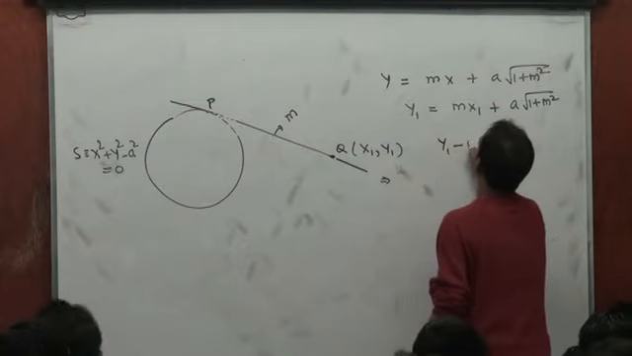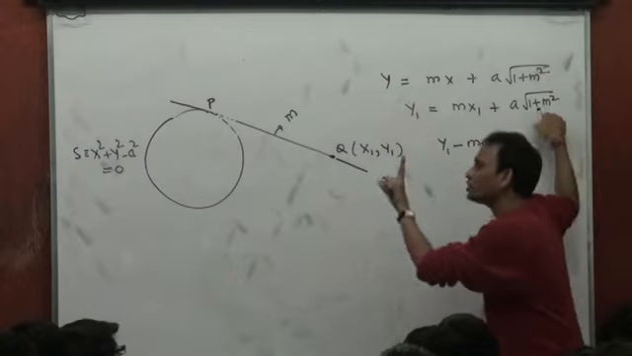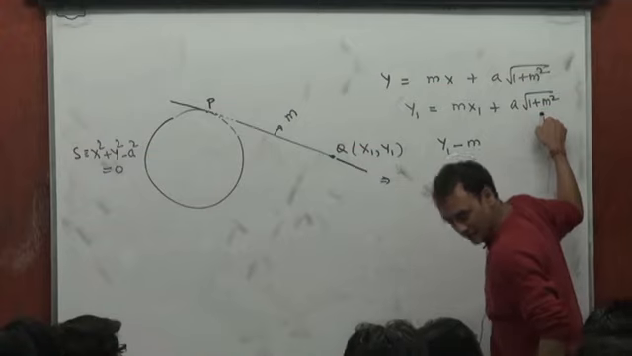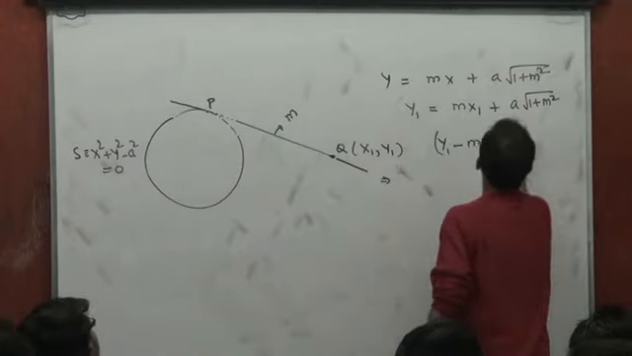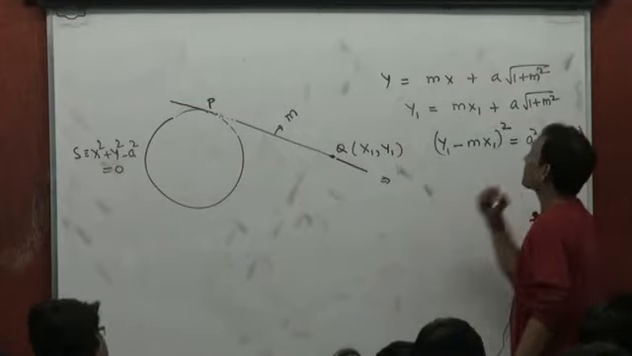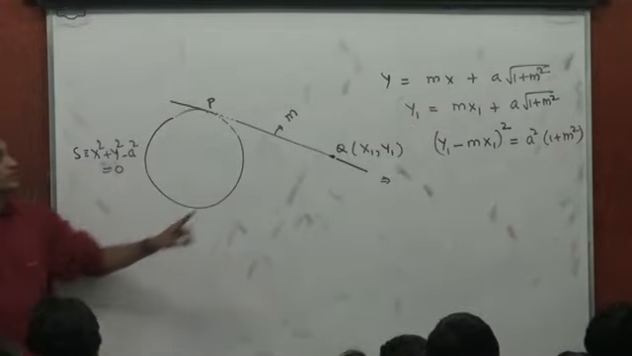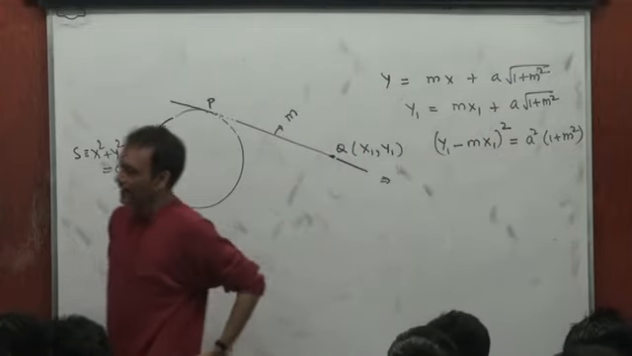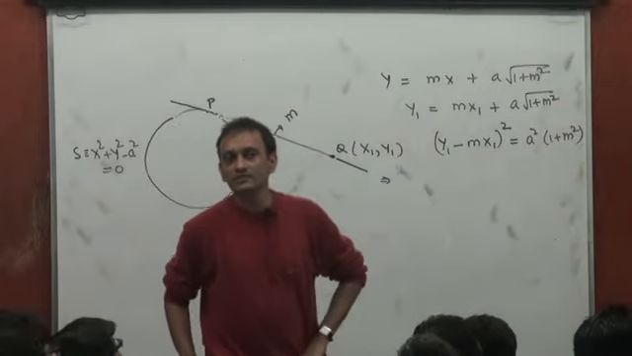If I solve this equation for m, I'll get the slope of the tangent from x1, y1 to the circle. Clear? So y1 minus mx1 whole squared is a squared into 1 plus m squared, when I square. Are you fine with this?